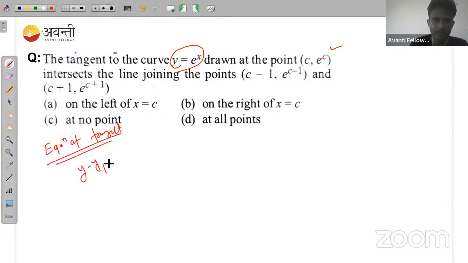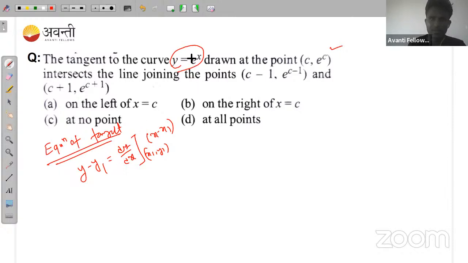Y minus y1 is equal to slope जो होता है dy dx at that point, let's say x1 y1 point पे, x minus x1. ये हो जाता है. बेसिकली इक्वेशन ऑफ टेंजेंट कैसे होता है? कोई कर्व अगर दिया जाता है, ठीक है, एंड एट अ पॉइंट x1 y1 पे, हाउ विल फाइंड द इक्वेशन ऑफ टेंजेंट? y minus y1 into derivative of x1.